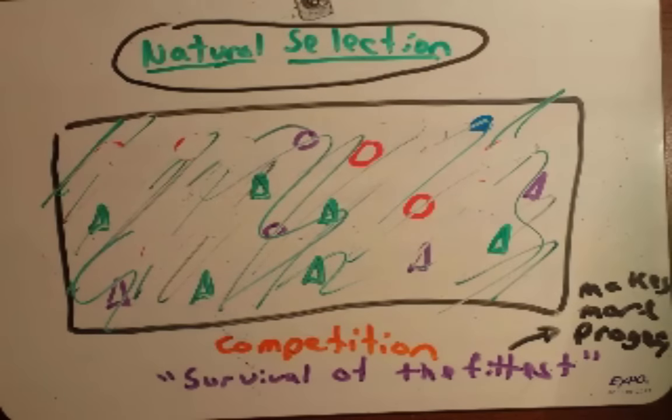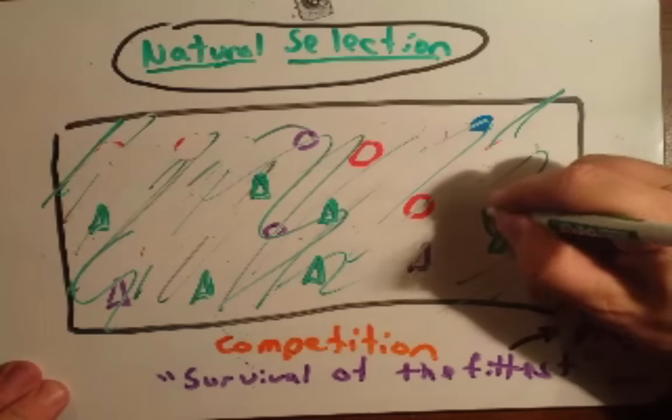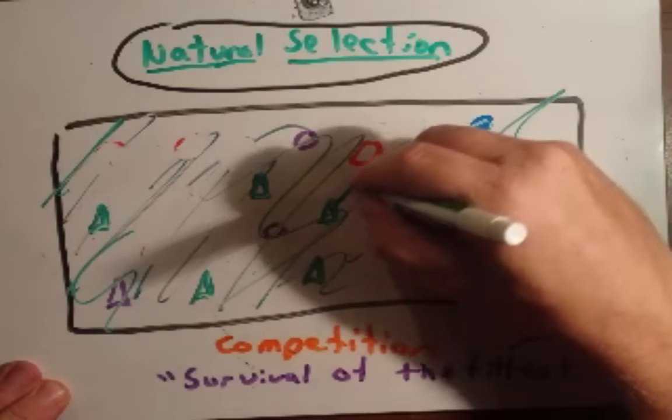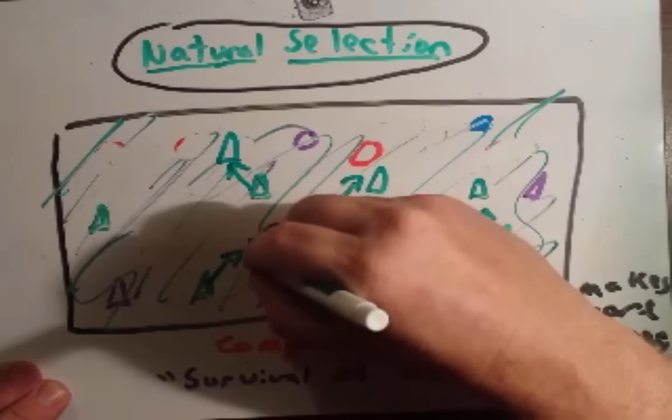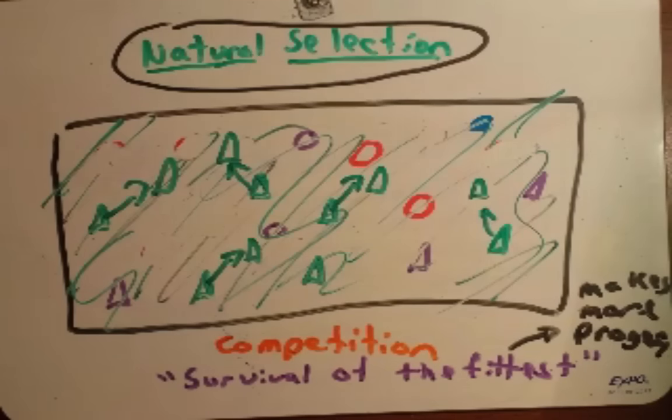So they are more fit because they produce more offspring. They're going to make another green triangle, just simply because they're not being eaten. So that's how Darwin explained natural selection, and ultimately a large part of evolution: those organisms within a population that are better suited for that environment will make more progeny, and they will evolve.